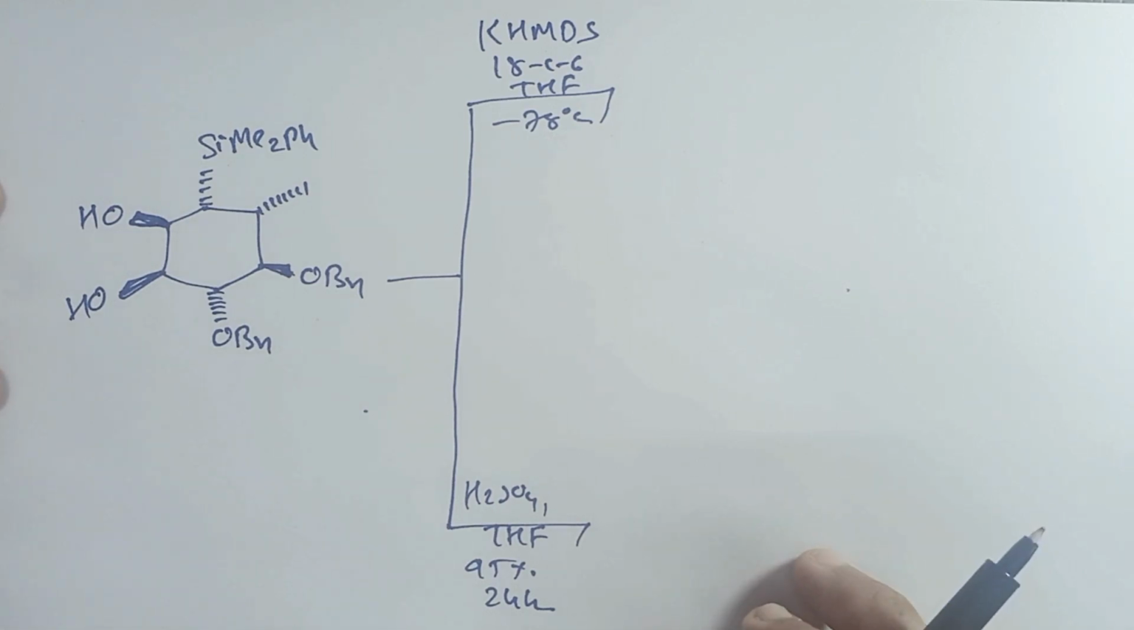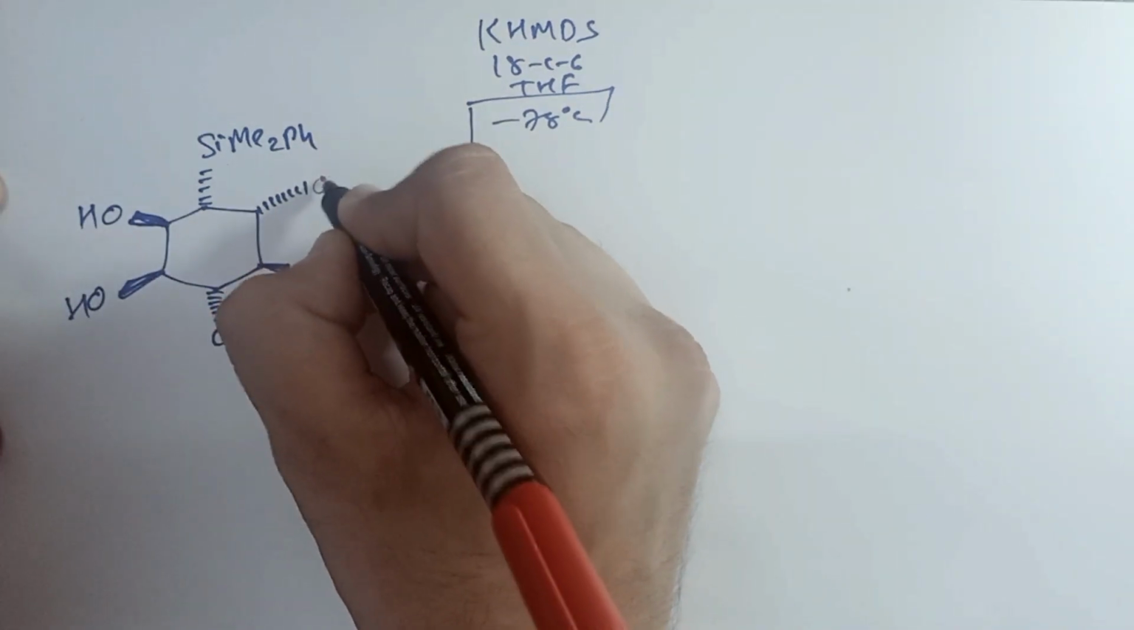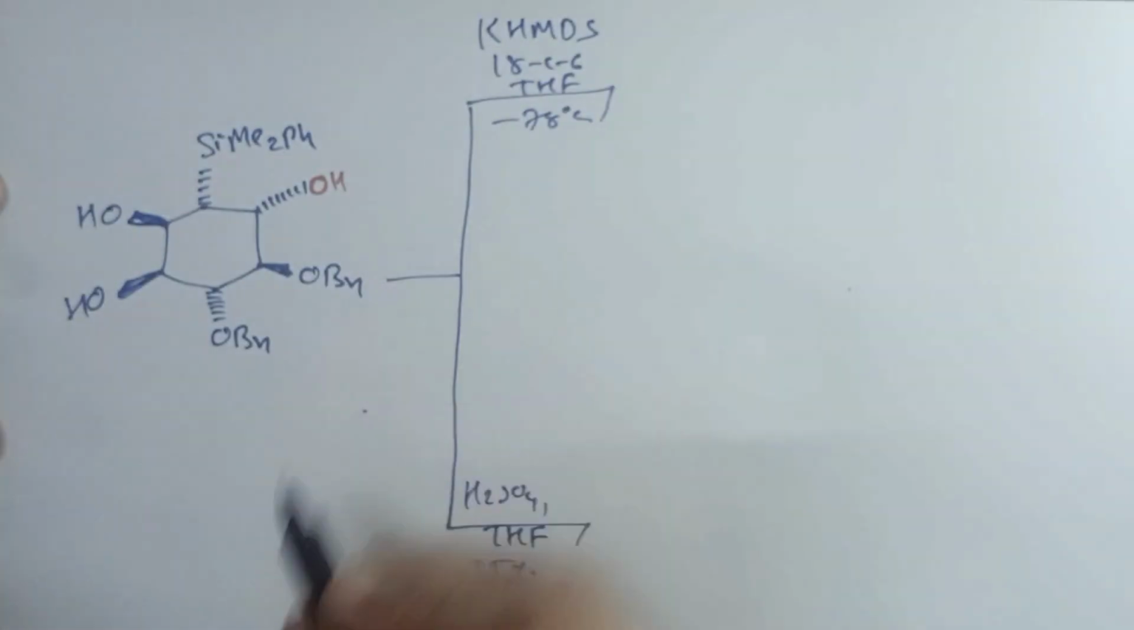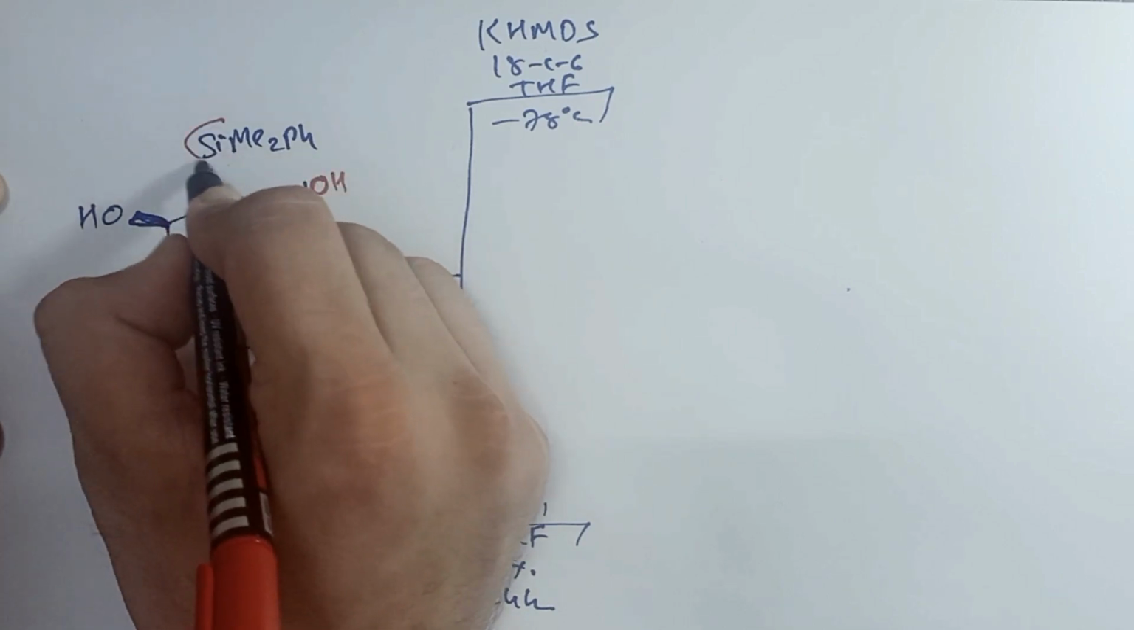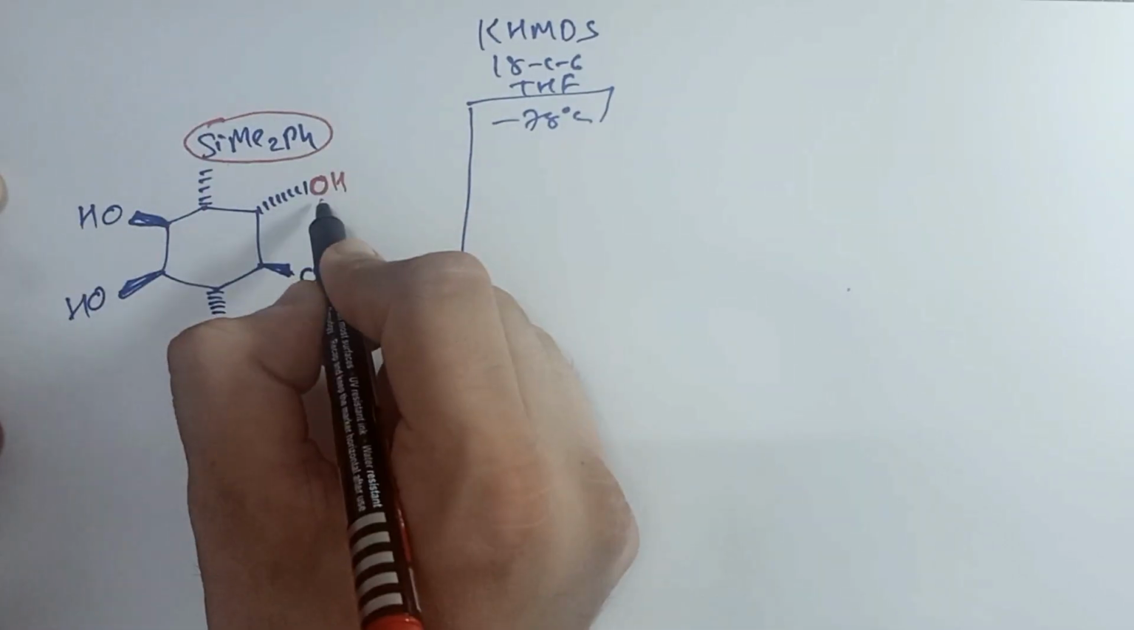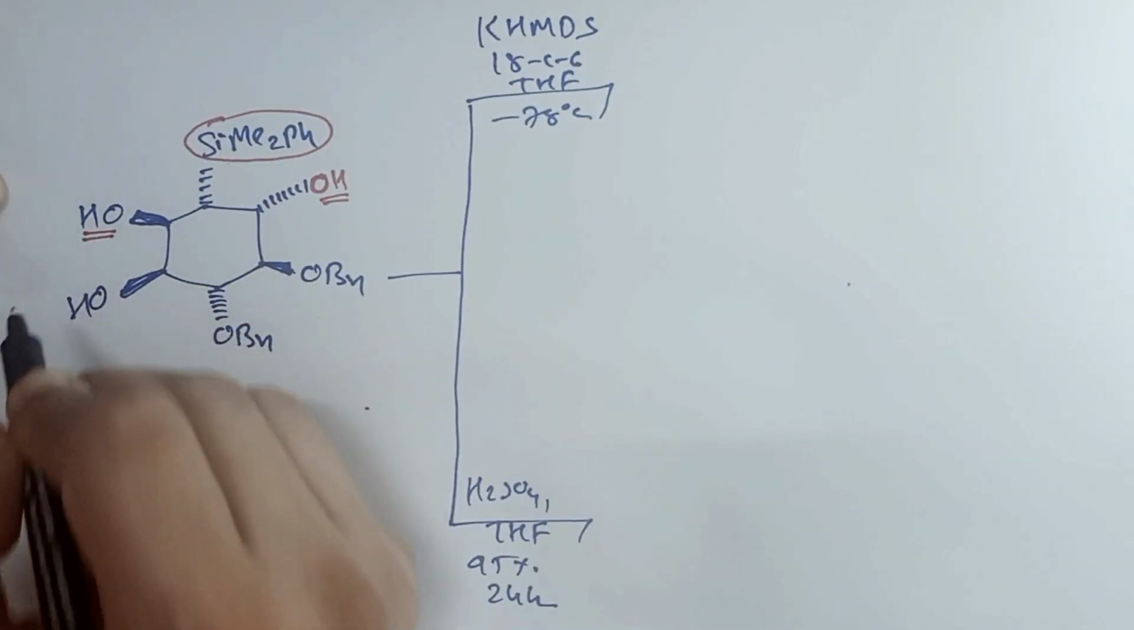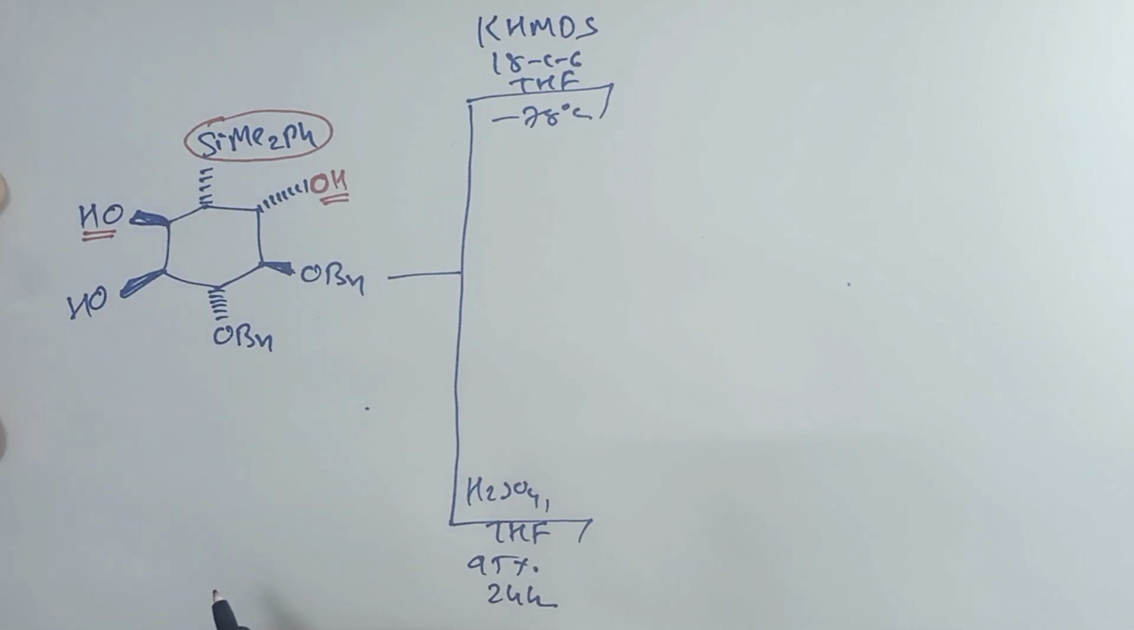Okay, now let us understand this very important application of the Peterson-Olefination reaction. This is a beautiful example where you can find a syn elimination as well as an anti-elimination reaction. For the syn and anti-elimination, you just have to remember one thing: wherever you find a silicon derivative, and in its alpha position an OH group, then you have to think about the Peterson-Olefination reaction.